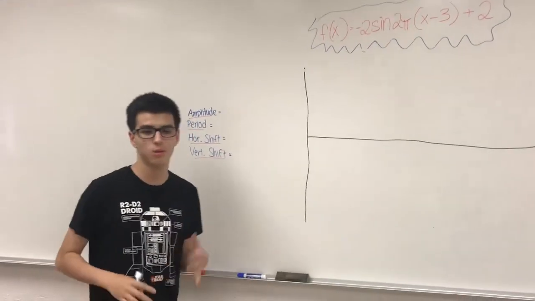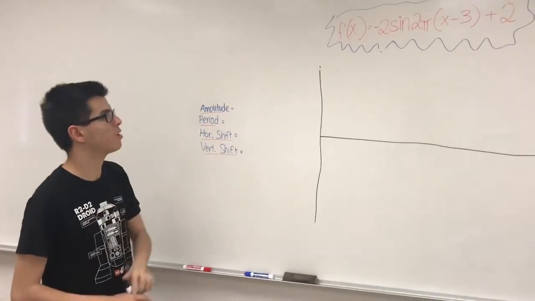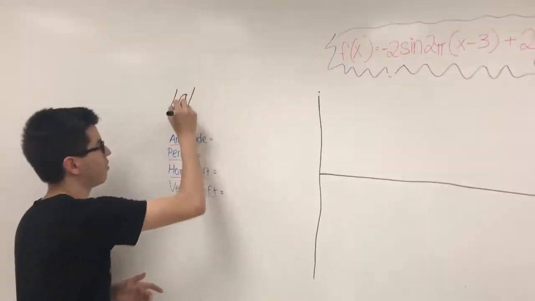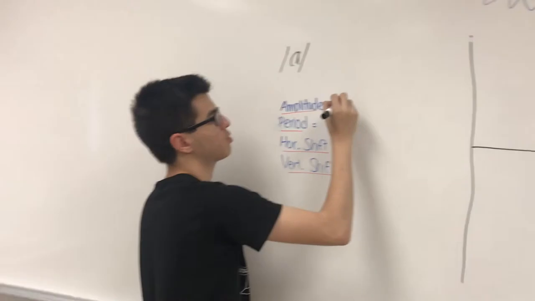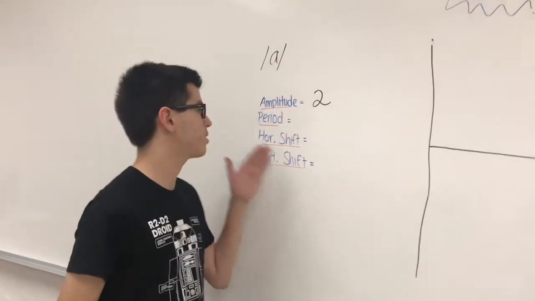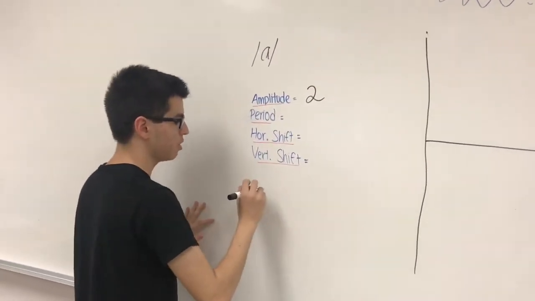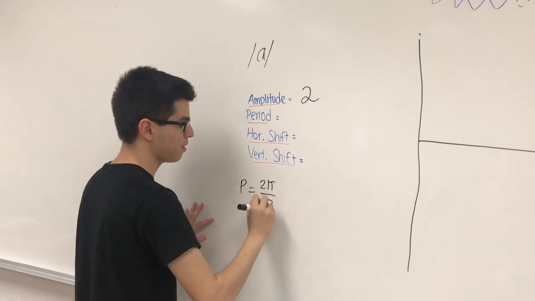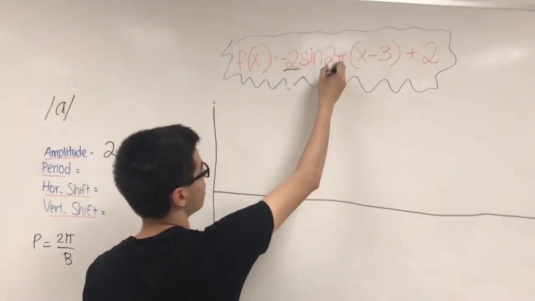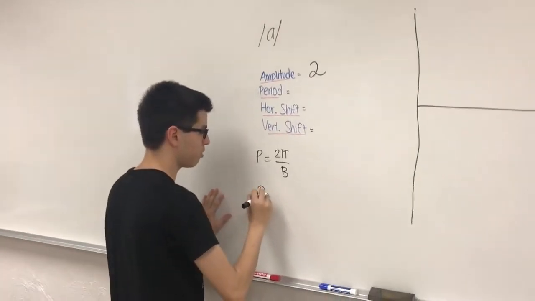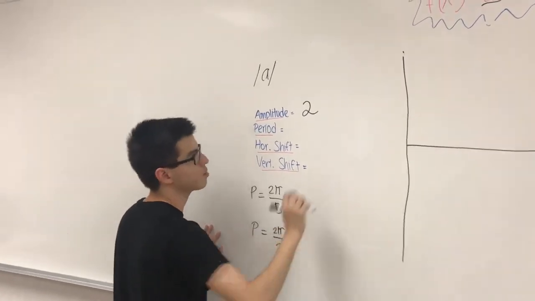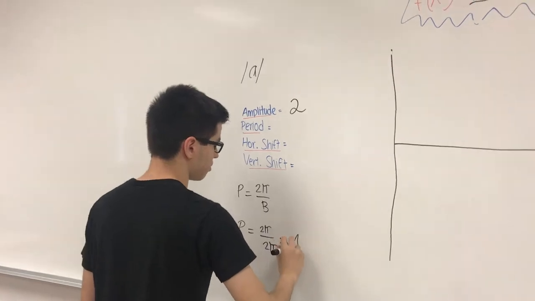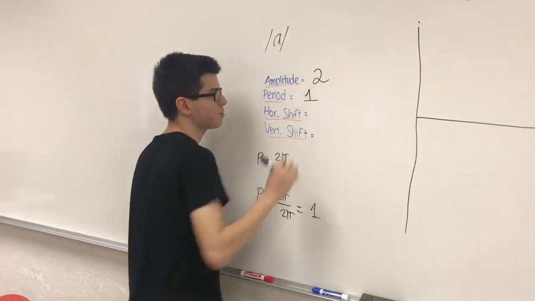First of all, we need to get the amplitude of the function, and the amplitude is the absolute value of a. In this case, a is the number negative 2, so the absolute value will be 2. Now we will find the period, which we get using the formula 2 pi over b. As we know, b is 2 pi, so we have 2 pi over 2 pi, which is 1. So our period is 1.